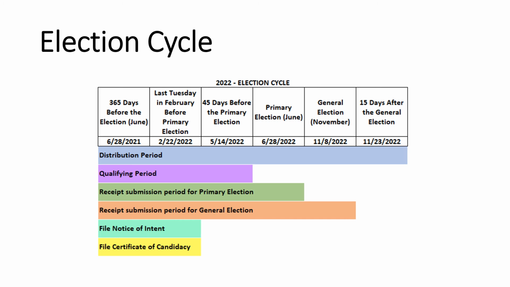Candidate filing certificate of candidacy, February 22nd, 2022. Candidates must submit a certificate of candidacy with the Board of Elections no later than 9 p.m. on the last Tuesday in February in the year in which the primary election will be held. This is for the candidate to appear on the ballot.